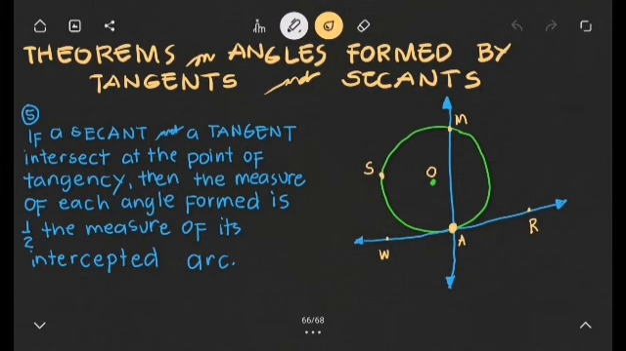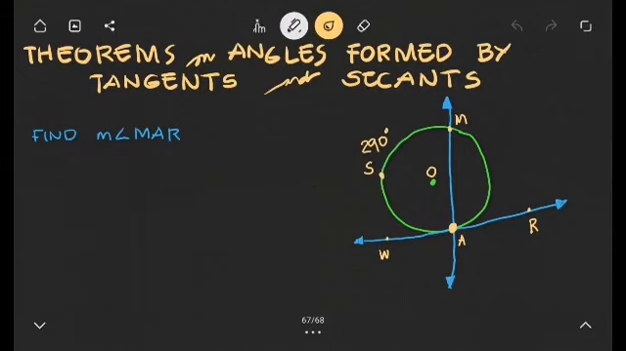Okay. So, let us consider this illustration. Again, we have circle O and we have two lines. So, yung una ay etong line AM, which is a secant line, and yung isang line is line WR, which is a tangent line doon sa ating circle O. So, ang kanilang point of intersection, makikita natin nasa circumference ng circle, which is point A. Okay. So, paano makukuha yung measurement? Halimbawa, ang hinahanap natin ay measure ng angle MAR.